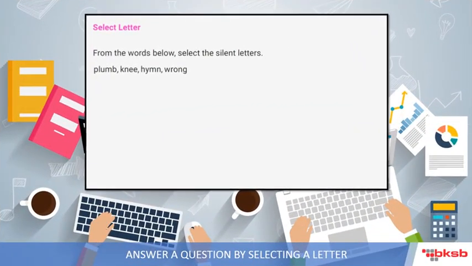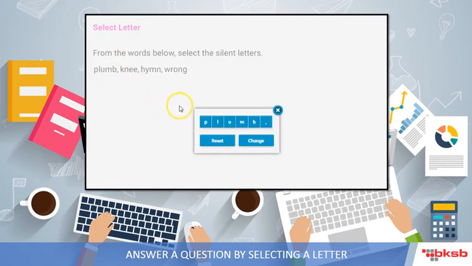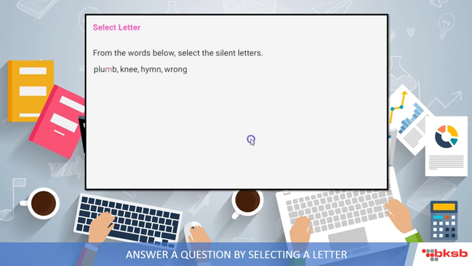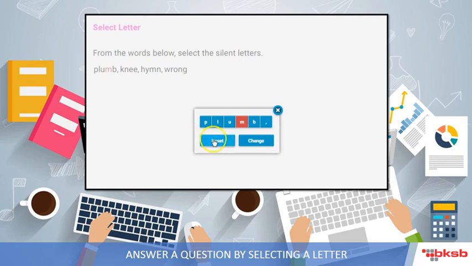If the question asks you to select a letter within a word, select the word, and from the pop-up window, select the letter you wish to highlight, followed by the Change button. If you make a mistake, just select the word again, then select the Reset button, followed by the Change button.